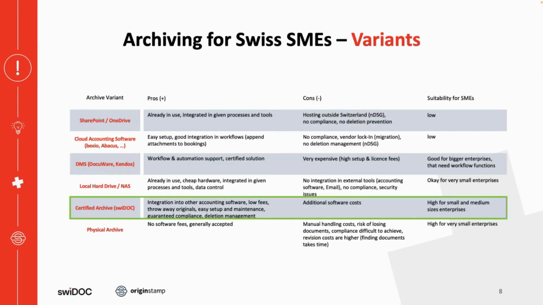So what solutions are there on the market? Just looking at what's available, what options do we have? I just listed a few here. For example, we have SharePoint and OneDrive, which are used very widely. We have some cloud accounting software like Bexio and Abacus. We have document management systems. We have hard drives or NAS. We have some dedicated archiving solutions like swiDOC, and then we have the physical archive.